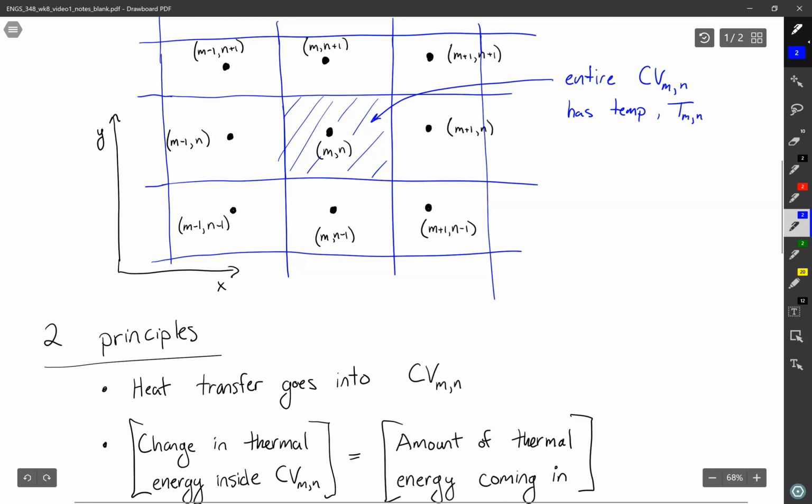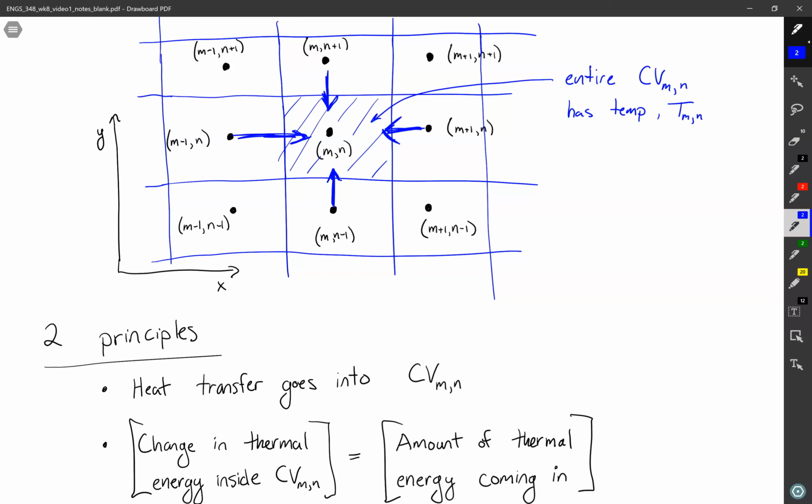I'll erase my delta X and delta Y for right now. We're going to be looking at heat going from this one at the bottom, transferring into our control volume. From the side, we're transferring in from that one to the middle. We're looking at heat going in from that side and in from the left side. We're doing this just as a sign convention, a way to handle the directions. We're always going to assume that heat is going in.